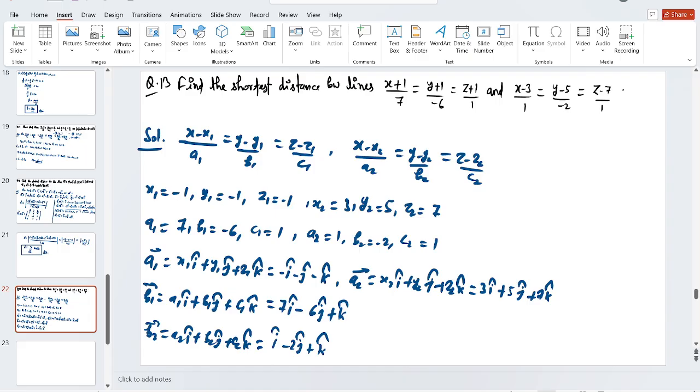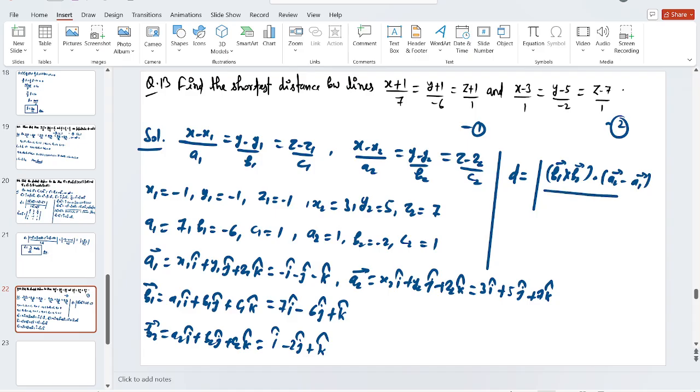So what is the formula? This is line 1 and this is line 2. So 1 and 2 become skew lines. So you need the formula here. For skew lines, the shortest distance between them, let it be D. So D is equal to the modulus of vector B1 cross vector B2 dot vector A2 minus vector A1, upon the modulus of vector B1 cross vector B2.